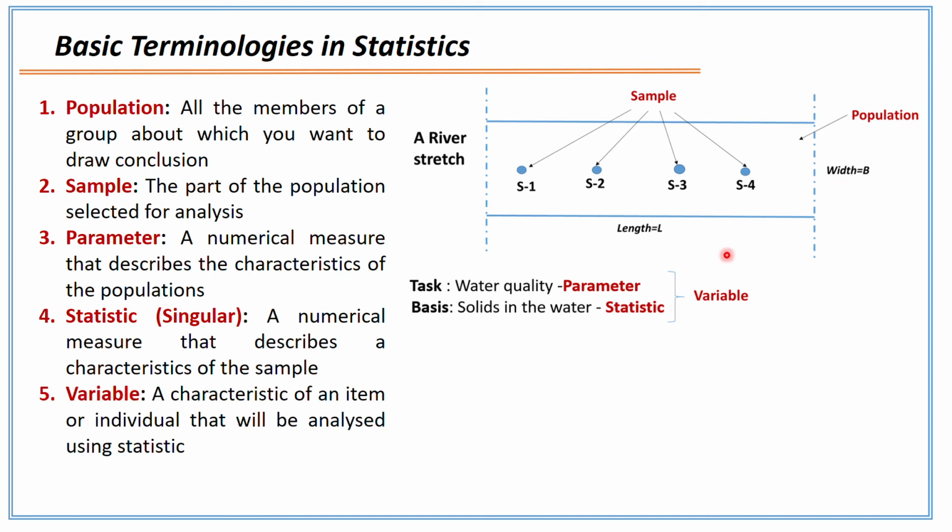The fifth definition, variable. As it is obvious that this parameter and statistic, whatever we will be measuring in the laboratory, it will not be same. It can change. So this together is called variable. Why variable? Because it is able in varying. It can vary with the length. It can vary with the time. That's why these together are called as variable.